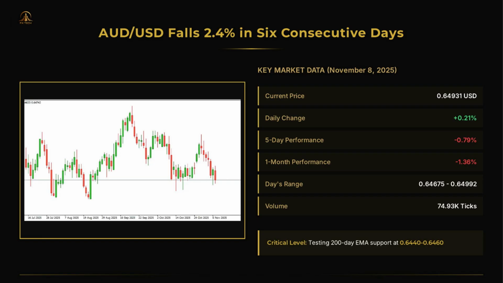The day's trading range was 0.64675 to 0.64992, with volume reaching 74.93 thousand ticks. Most significantly, the pair is now testing the 200-day exponential moving average support zone at 0.6440 to 0.6460. This level represents a crucial technical juncture. Technical indicators show a neutral overall reading, suggesting market indecision at this critical support level. The question now is whether this support will hold or give way to further downside.